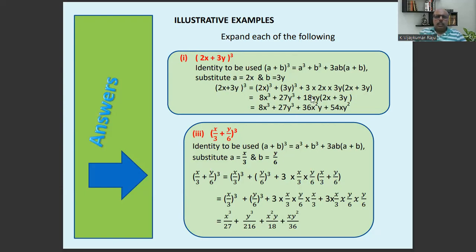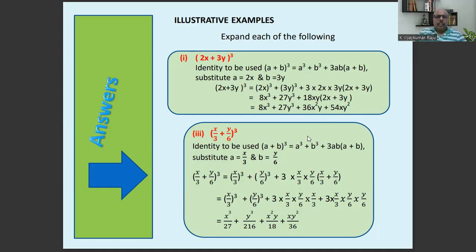Write the first two terms. Now 18 into 2 is 36. There is an x here, and there is one x inside also, so it becomes x square y. Plus 18 threes are 54. There is y here inside and one y outside, so it becomes 54xy square.